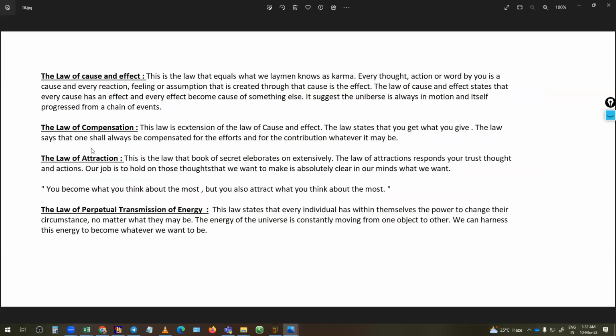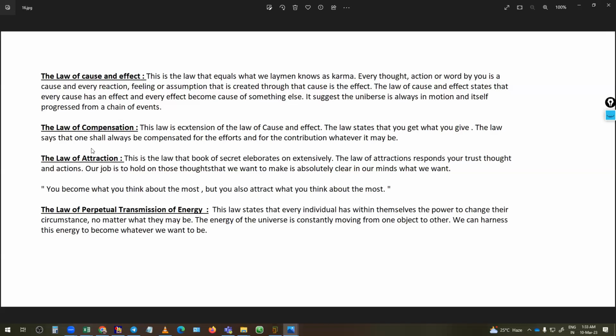The law of cause and effect. This is the law that equals what we know as karma. Every thought, action, or word by you is a cause, and every reaction, feeling, or assumption that is created through that cause is the effect. It is like a pendulum, right, or a boomerang. The harder you throw it, the harder it bounces back.